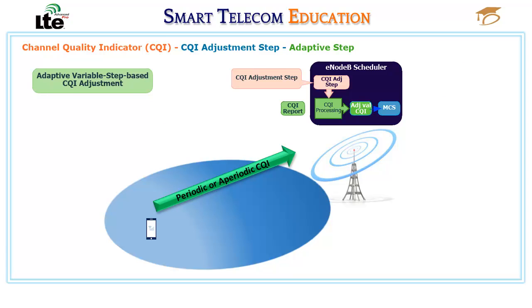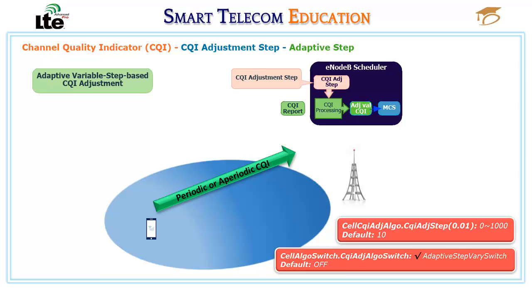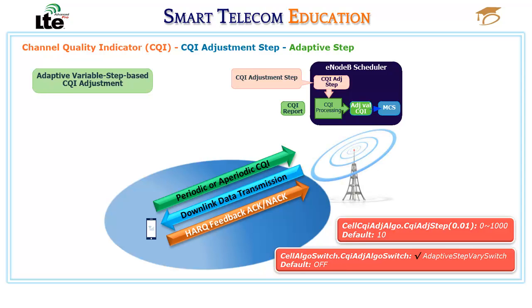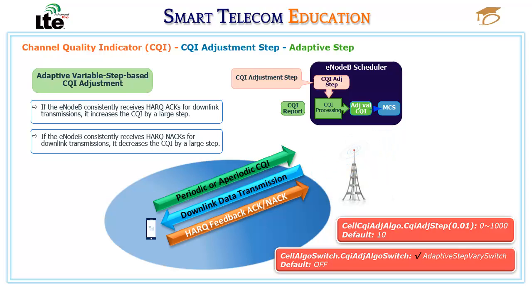Adaptive step-based CQI adjustment. This function takes effect when the adaptive step vary switch parameter is selected, and the CQI adjustment step parameter value is used as the CQI adjustment step. If this option is selected, the eNodeB adjusts the CQI adjustment step based on the HARQ feedback for downlink transmissions. If the eNodeB consistently receives HARQ ACKs for downlink transmissions, it increases the CQI by a large step. If the eNodeB consistently receives HARQ NACKs for downlink transmissions, it decreases the CQI by a large step.